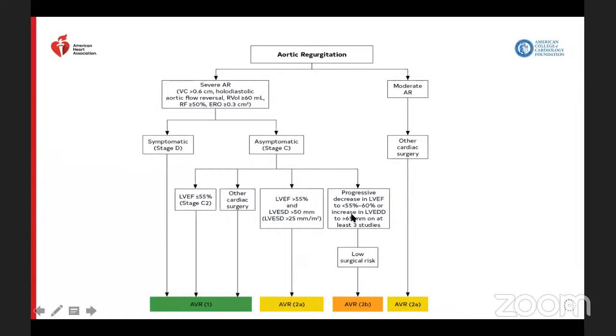With a patient with stage C aortic regurgitation, asymptomatic, who has a progressive decrease in the left ventricle ejection fraction to less than 55 to 60, or there is an increase in the left end diastolic diameter to more than 65 on at least 3 studies, and the patient is low surgical risk, he can go for AVR and it's a class 2B. For a patient who has moderate aortic regurg and is going for another cardiac surgery, he can go for concomitant AVR and the other surgery, and it's a class 2A.